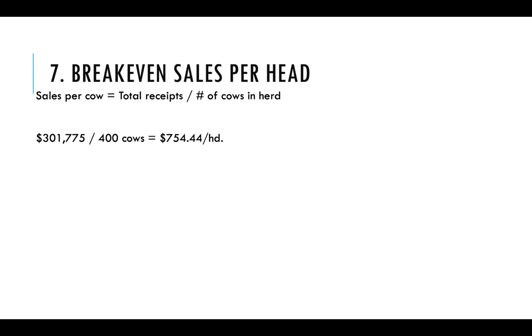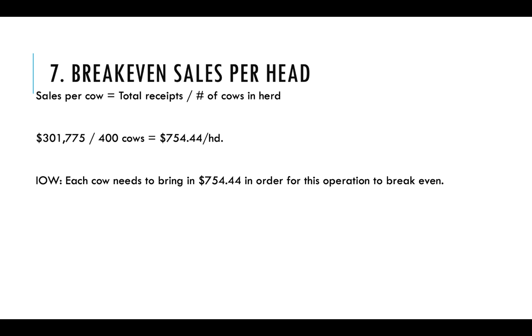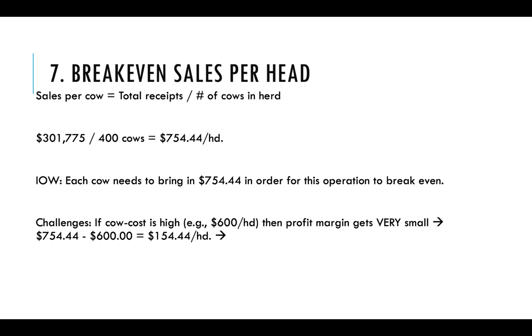$301,775, and we are a 400 cow-calf operation. So divide 400 cows into 301,000, and we get approximately $754 per head. So what this tells us is that each cow needs to bring in $754 in order for this operation to break even, meaning that her calf has to clear at least $754. And so this becomes a little bit challenging and can be very deceiving because we've only calculated income.